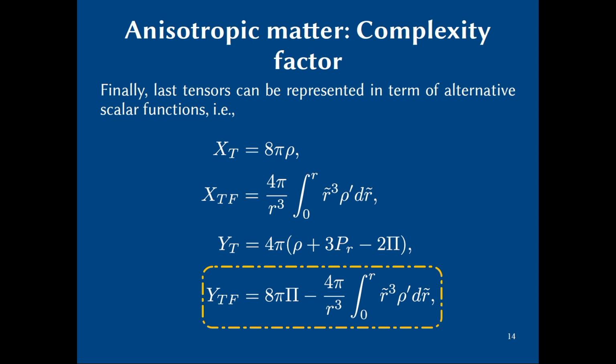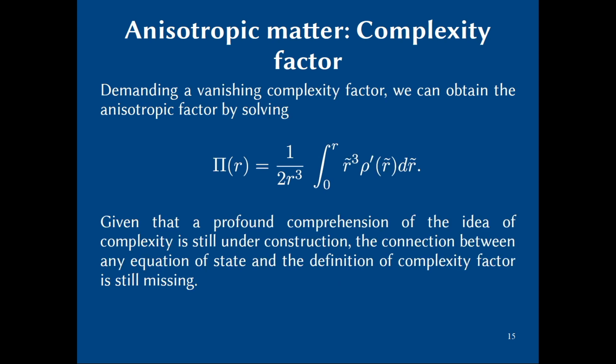So if you decouple the Riemann tensor, you identify this, and you notice why this constraint could be important in certain circumstances, okay? So if you demand that this factor be equal to 0, you can impose a restriction from the anisotropy factor in terms of the density.